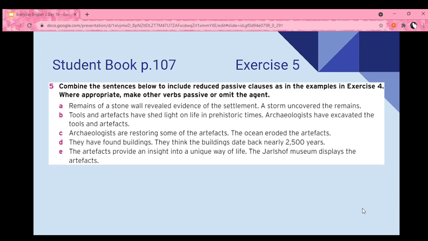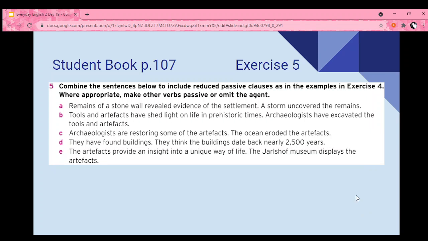Now, let's go to our student book, page 107, exercise 5. We're going to combine the sentences to include reduced passive clauses, right? And where appropriate, we can make other verbs passive or omit the agent. But basically, we need to combine. Let's take a look at letter A. Remains of a stone wall revealed evidence of the settlement. A storm uncovered the remains. Pause the video while you try to do this one.